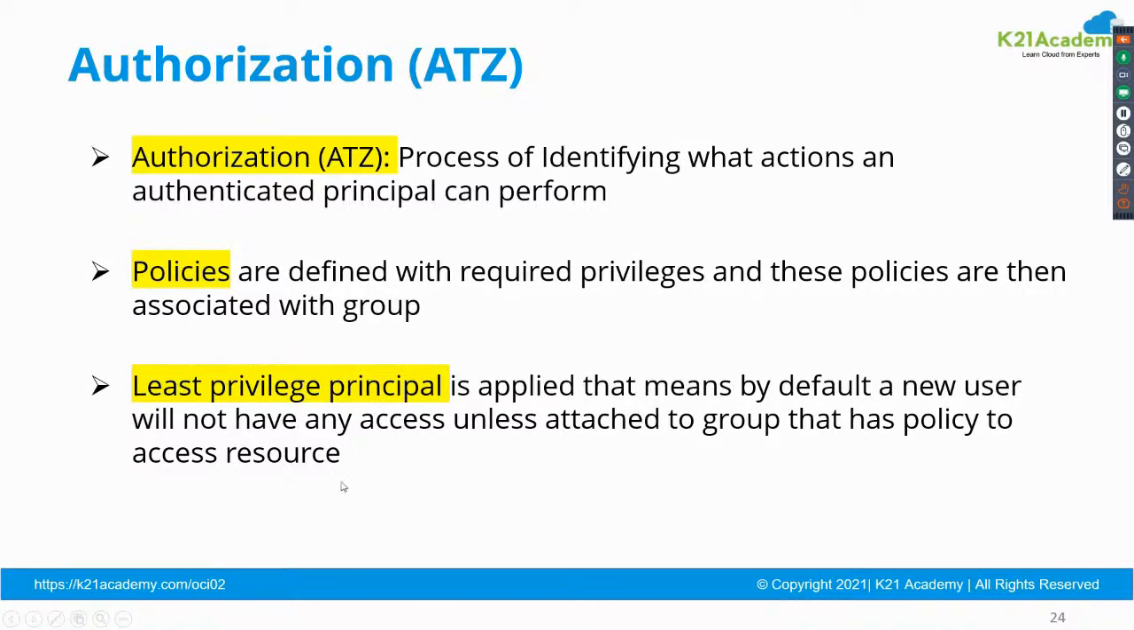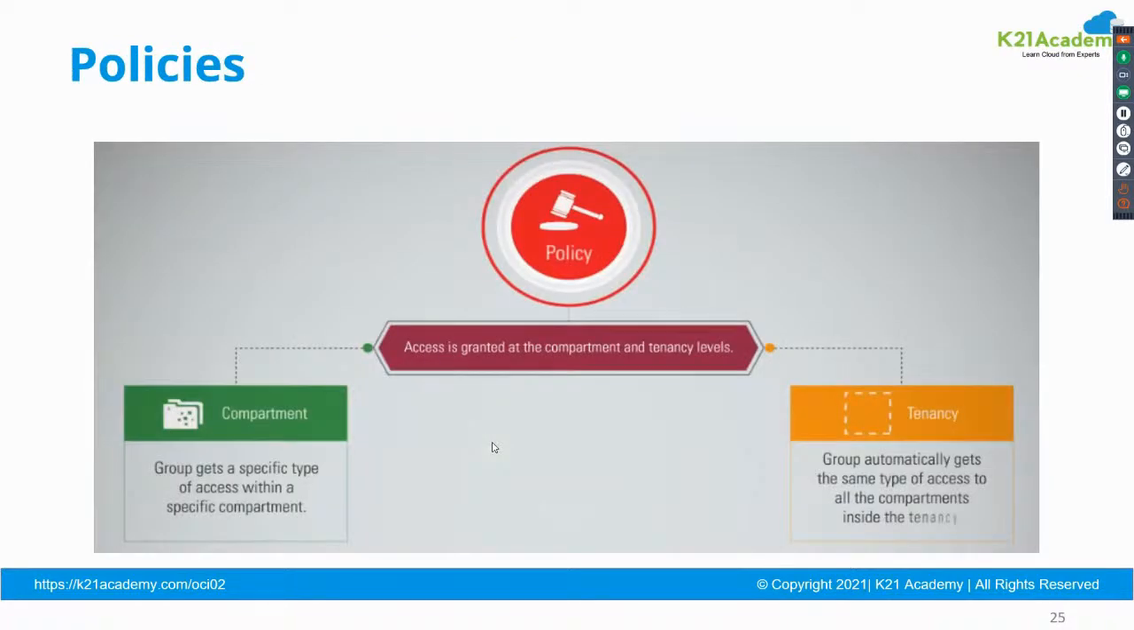That is where Oracle follows the least privilege principle. So a user needs to be part of at least one group, and that group needs to have one policy minimum. Now these policies are nothing but the access privileges which are granted at two levels. One is at the compartment level, and another is at the tenancy level.